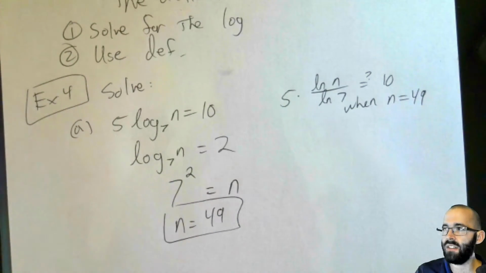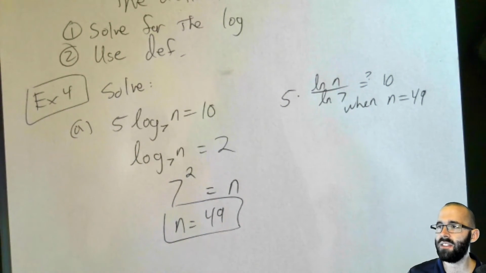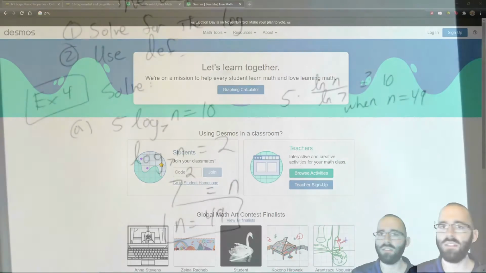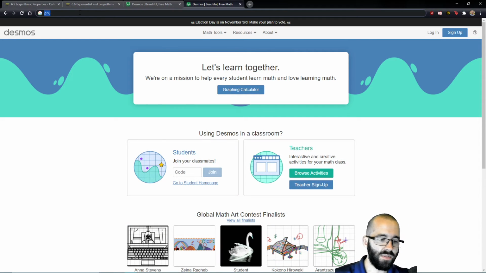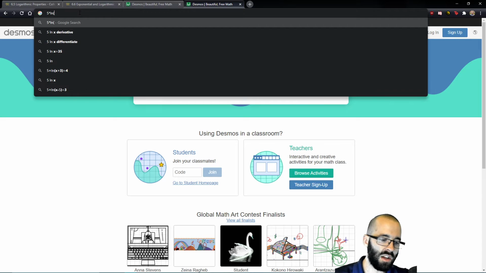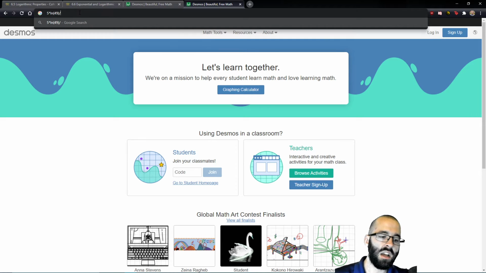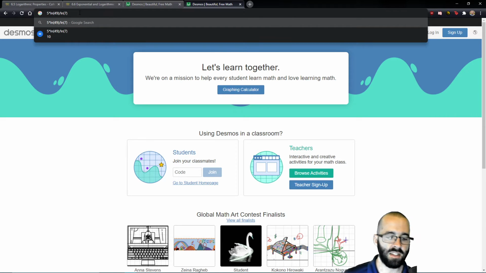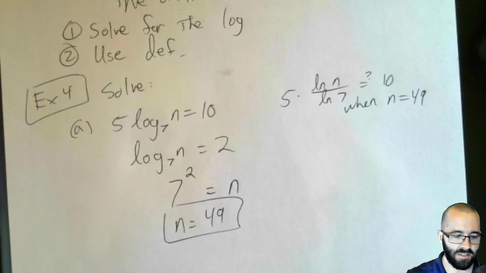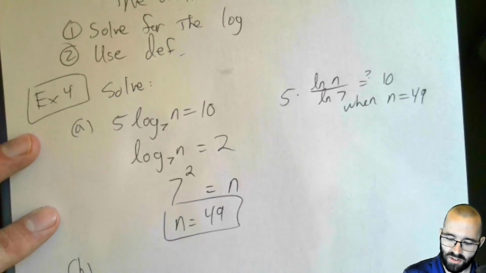And you could plug this in. Let's do it. Plug it in right now. Let's see if we got the right answer. Right? Is 5 times the natural log of 49, divided by the natural log of 7, equal to 10? Yes, it is. Excellent. Right. And that's what we're doing in this video.